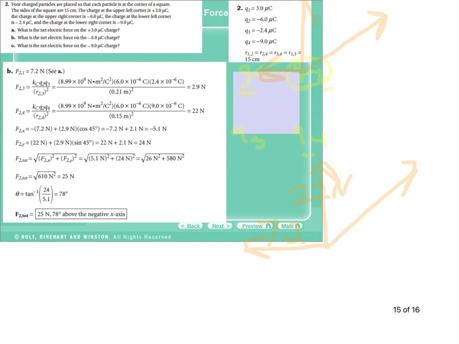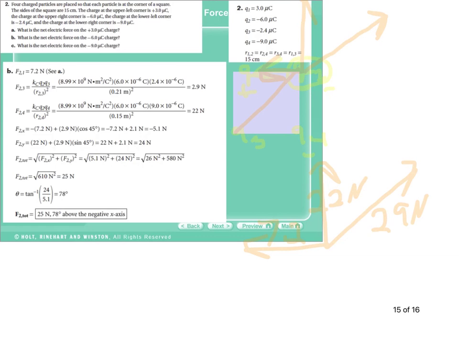Excuse me, I wrote down the wrong one. Let's back that out. Force between 2 and 4 is 22 newtons. I did write the right one down. And the force between 2 and 3 is 2.9 newtons. And the distance between 2 and 3, again, for your calculations from the last part, is still 0.21 meters.